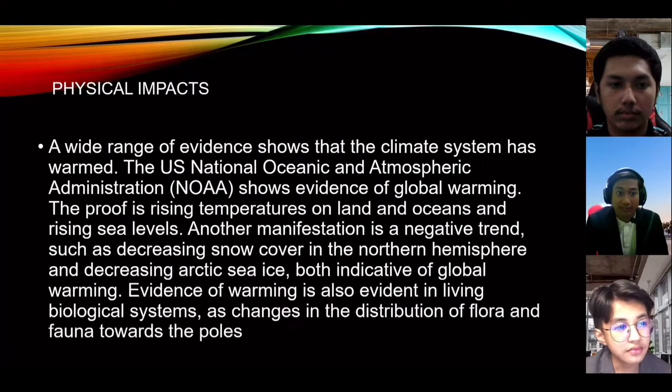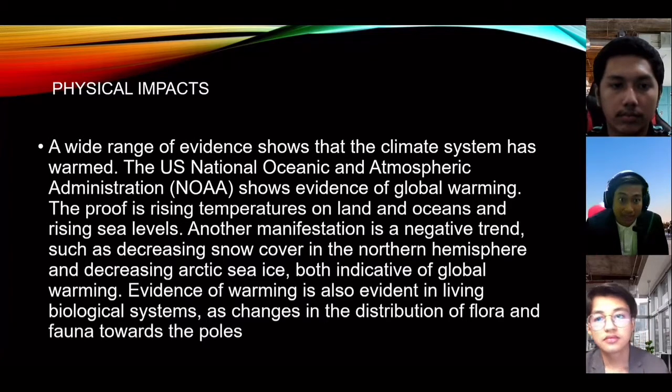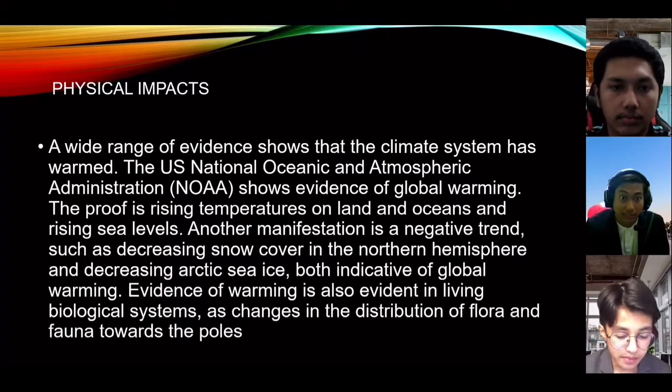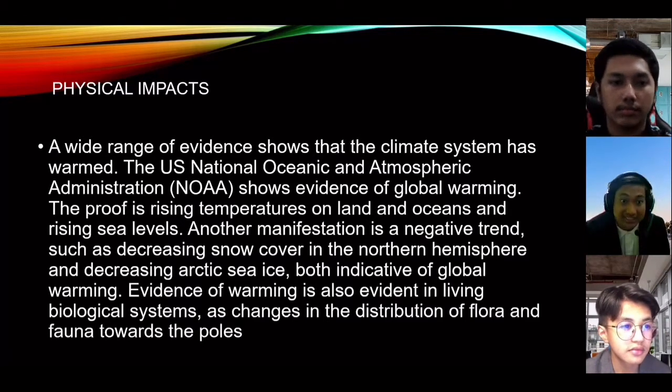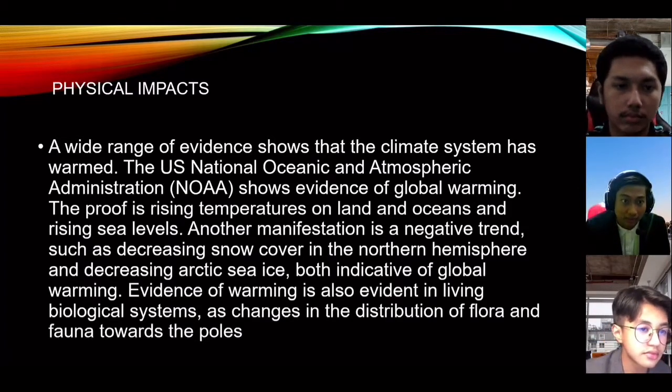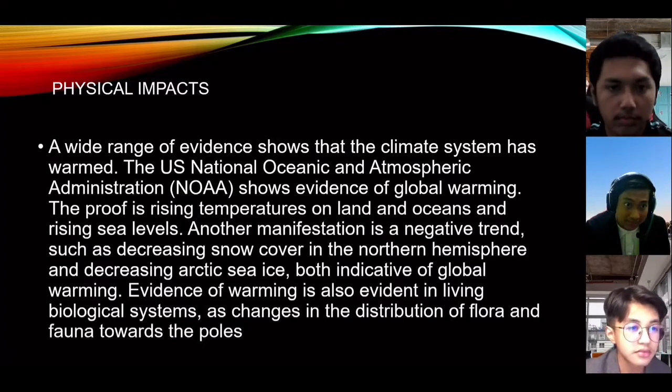Physical impact. A wide range of evidence shows that the climate system has warmed. The U.S. National Oceanic and Atmospheric Administration (NOAA) shows evidence of global warming. The proof is rising temperatures on land and oceans and rising sea levels. Another manifestation is a negative trend, such as decreasing snow cover in the northern hemisphere and decreasing Arctic sea ice. Both indicate global warming. Evidence of warming is also evident in living biological systems, as changes in the distribution of flora and fauna towards the poles.